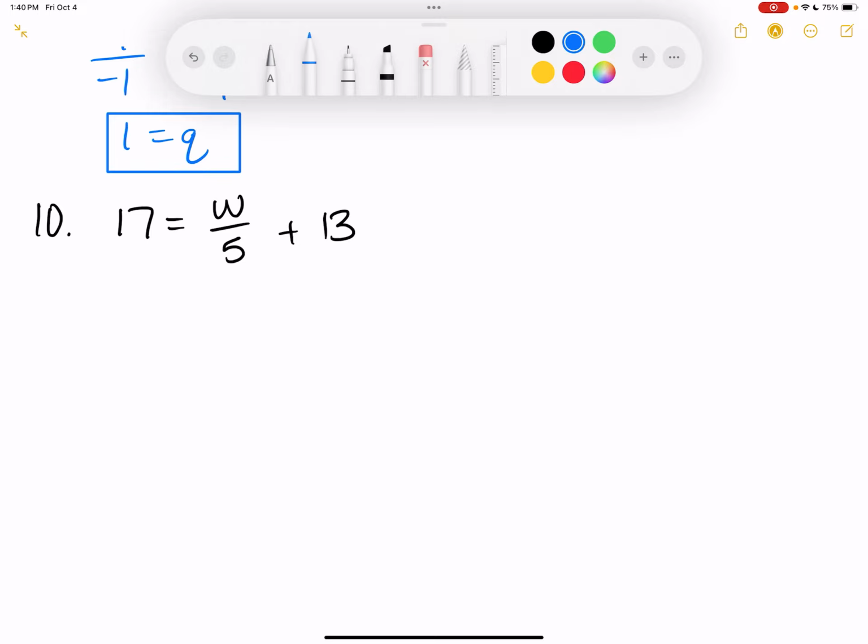All right. With this one, subtract 13 first. So I get 4 equals W divided by 5. What do I have to do now? Multiply by its multiplicative inverse. So multiply by 5 on both sides. So I get 20 equals W.